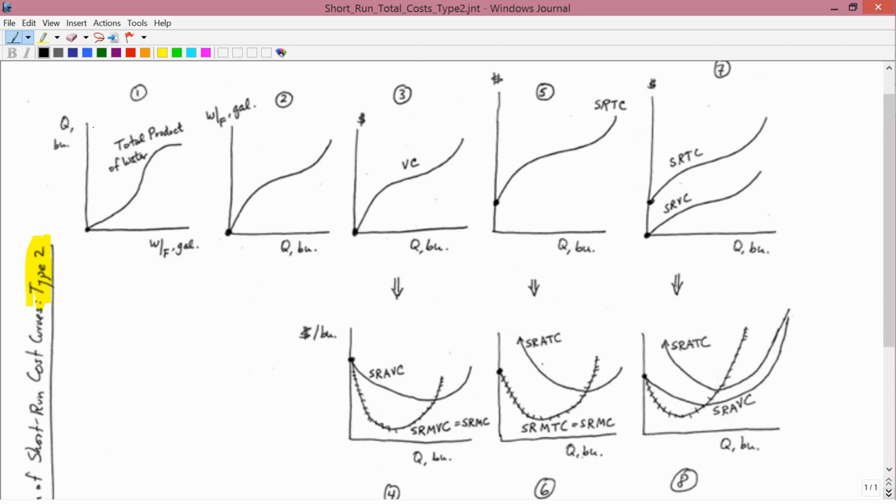First convex and then concave. That's the total product of water curve. Q on the vertical axis, water holding fertilizer fixed on the horizontal. To get graph number 2 with Q on the horizontal axis, because we need Q to be on the horizontal axis for all the other graphs, we need to rotate around a 45-degree line. It's a little more complicated to do that here than it was for type 1.